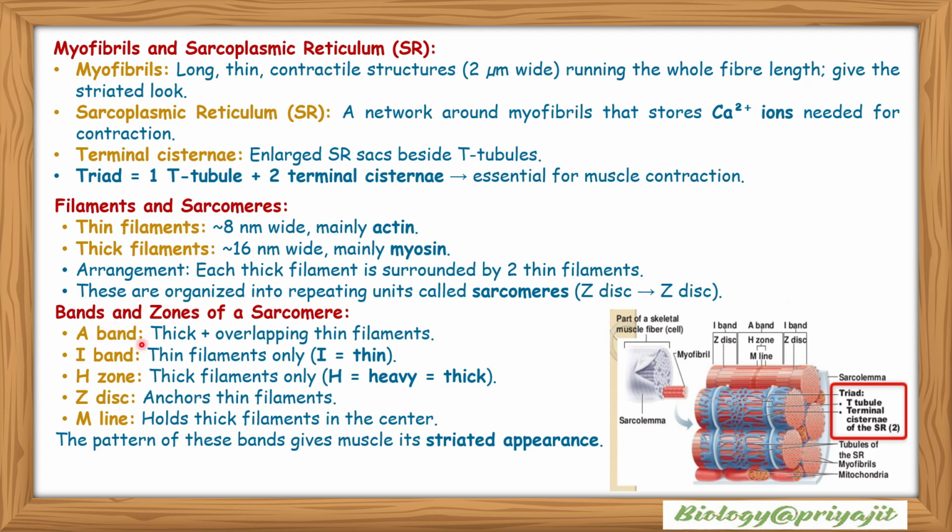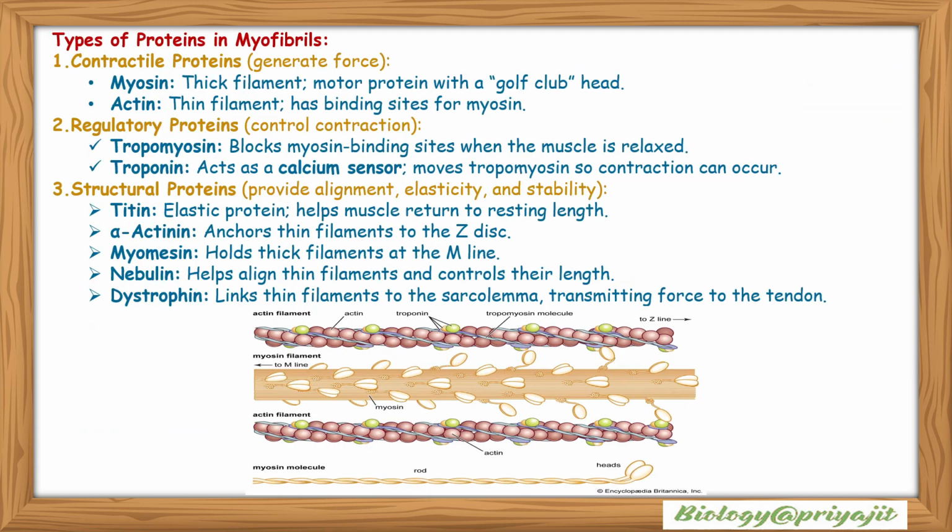Bands and zones of a sarcomere: A band, this is the thick and overlapping thin filaments. I band is the thin filaments only, I is equal to thin, and H zone, this is the thick filaments only, H means heavy or thick. Z disc anchors the thin filaments. M line holds thick filaments in the center. The pattern of these bands gives muscle its striated appearance. So the triad is made up of 1 T-tubule and 2 terminal cisternae of the sarcoplasmic reticulum.